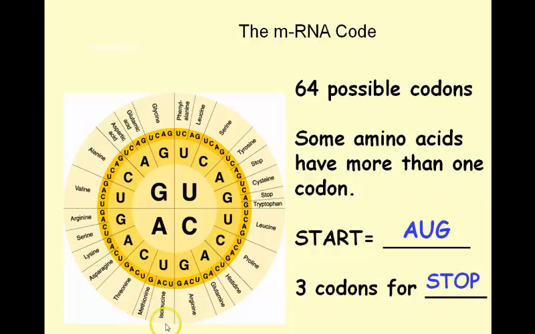Well, we can also find our stop codons by just following this around. Here's one. Here's a stop codon, and if you follow this in, it would be U, G, A would be the stop codon. Another one would be U, A, A or U, A, G.